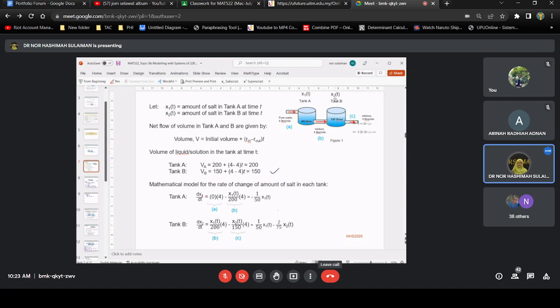Yang keluar maknanya X2 divided, the concentration would be X2 bahagikan dengan volume dia. Volume dia adalah berapa? 150. Okay, berapa rate yang dia keluar? Adalah 4 liter per minit.